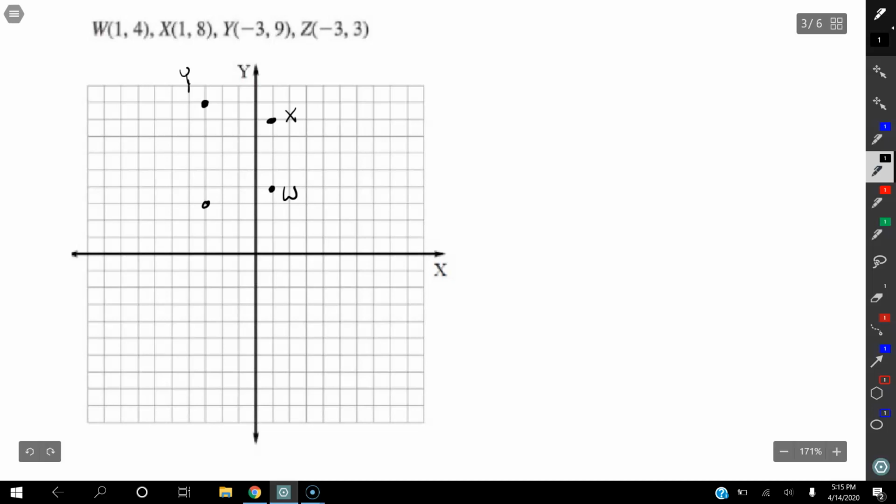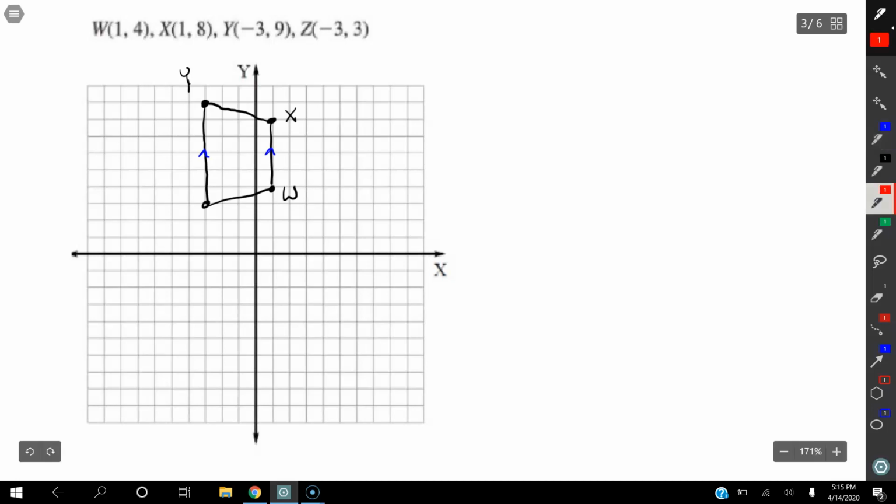Well, it's kind of looking like an isosceles trapezoid. So if I had to guess right now, I'd say isosceles trapezoid. One, I know it's a trapezoid because these two lines are both vertical, so they're parallel to each other. Clearly, the other two lines are not parallel because one is going down, one's going up.